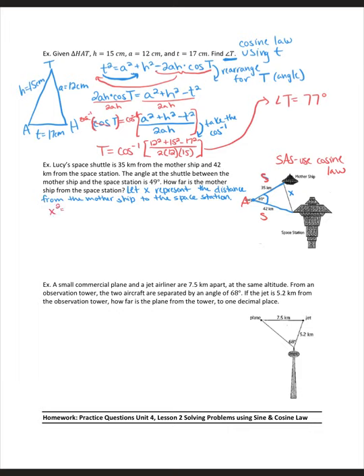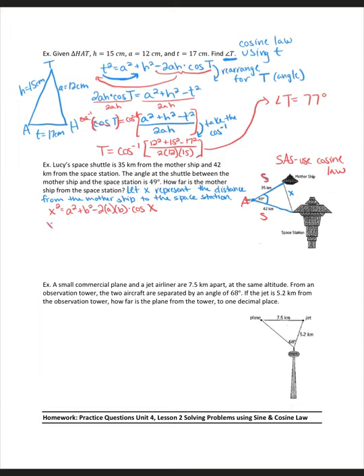So x squared is equal to the sum of the squares of the other two sides. Let's just call the other two sides a and b. So we'll say a squared plus b squared, and we're going to subtract from that 2 times those same sides, so 2 times a times b. All of that is going to be times the cosine of the angle that corresponds to the side length we're trying to find, which is x.